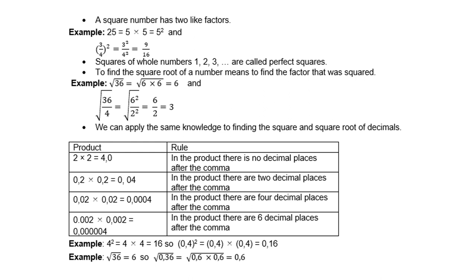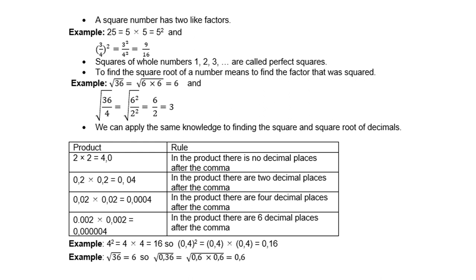To find the square root of a number means to find the factor that was squared. In other words, it is the reverse. Example, the square root of 36 is 6, because 6 times 6 is 36. The square root of 36 over 4 is 6 over 2, which is 3. Or you can say 36 divided by 4 is 9, and of course the square root of 9 is 3. We can apply the same knowledge to finding the square and square roots of decimals.